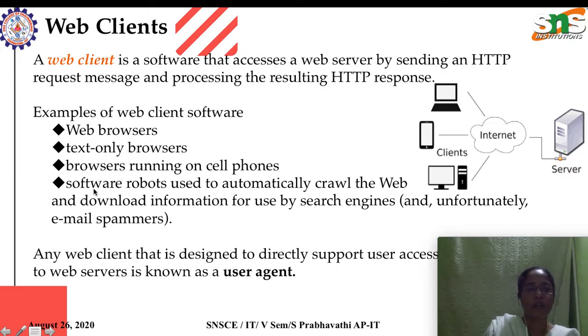Any web client that is designed to directly support user access to a web server is known as a user agent. In a software robot the user has no job; the software automatically downloads the information from the internet. So a software robot is not a user agent. A user agent is any kind of web client where the user can interact with the server directly.